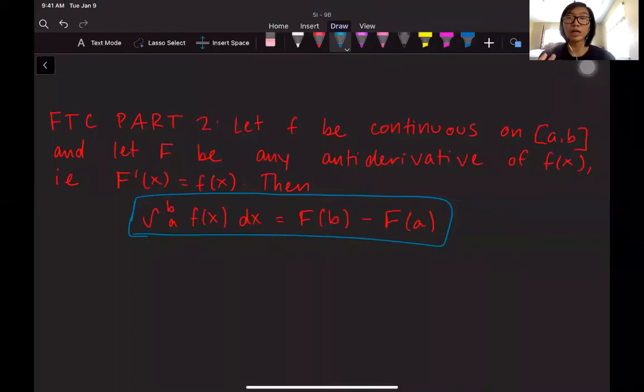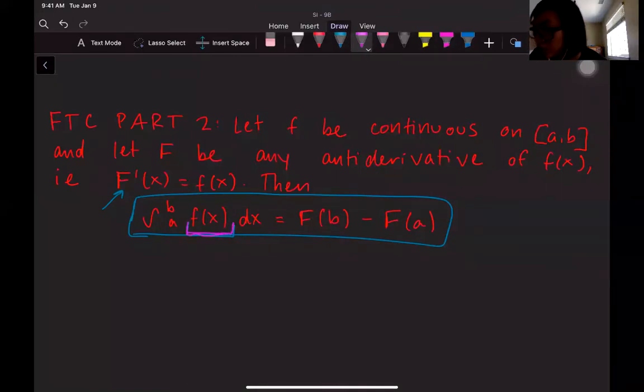What it's saying right here is based on FTC part 1, where I have that capital F of x is the integral of little f of x, right? What that tells me now is I can use the second part to compute the definite integral, and all I have to do, based on this equation right there, is take the antiderivative of the integrand, right? When I take the antiderivative of the integrand, that's going to give me these capital F's, right?